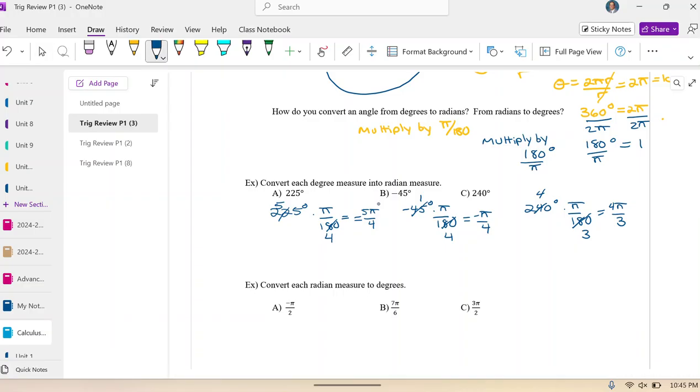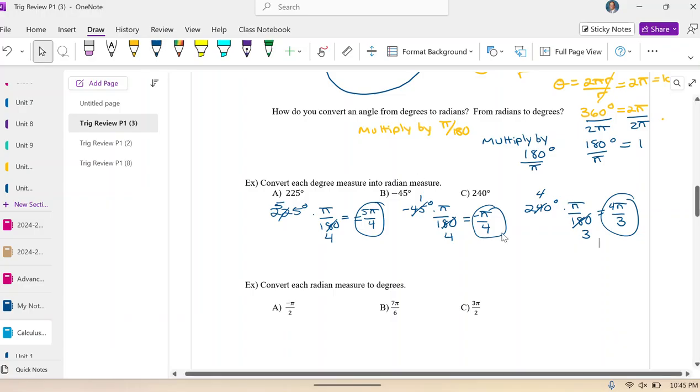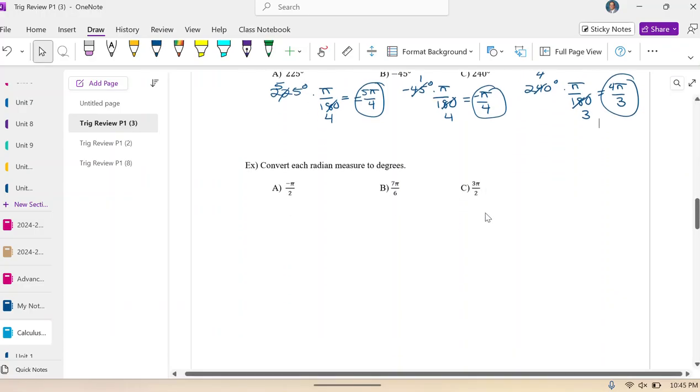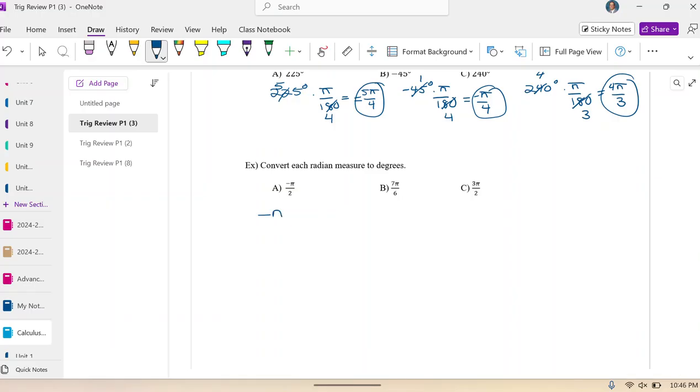You will always leave the radian measures in exact values unless it tells you to use your calculator. Converting radians to degrees: negative pi over 2 times 180 over pi. So that means the pi's cancel. 2 goes into 180 90 times, so this is negative 90 degrees.